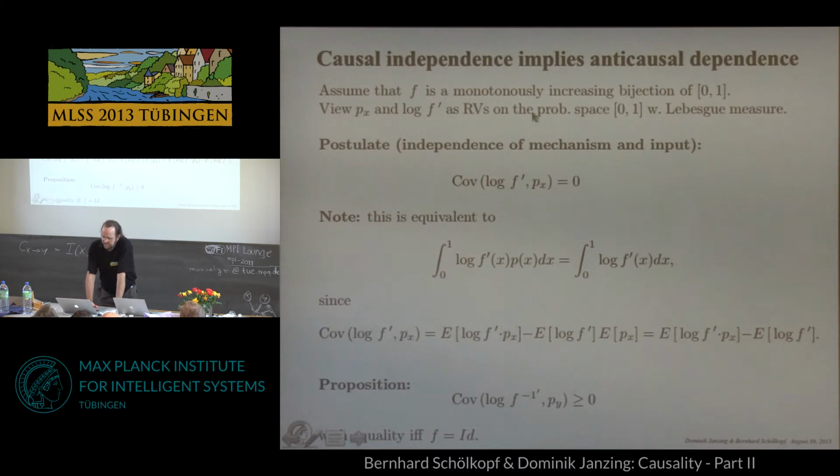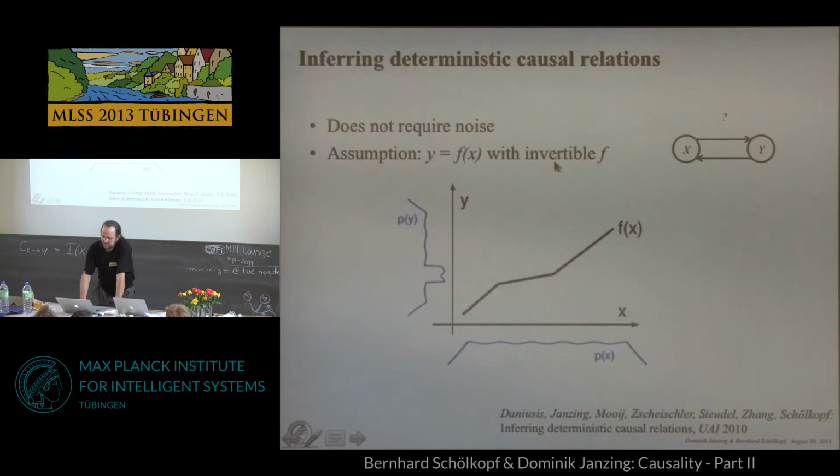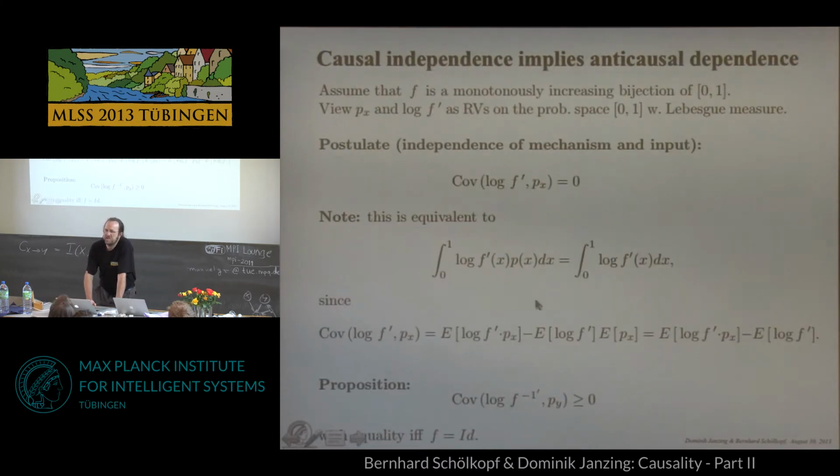So that's the intuition, and one can formalize this as follows. So let's, for simplicity, assume that the function is monotonously increasing and it's a bijection of the unit interval. What we're going to do, and if you've got this intuition and if you're maybe not too much into mathematics, then you don't have to pay attention to this slide.